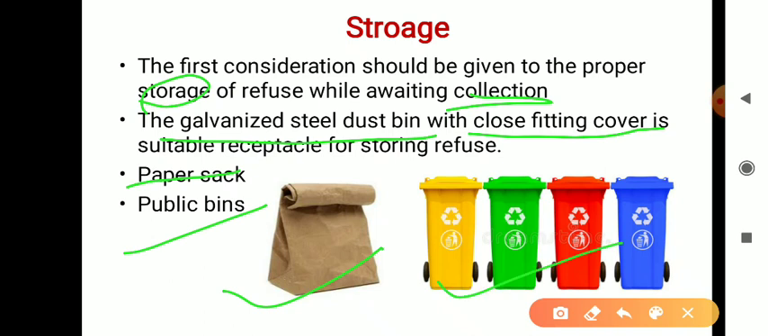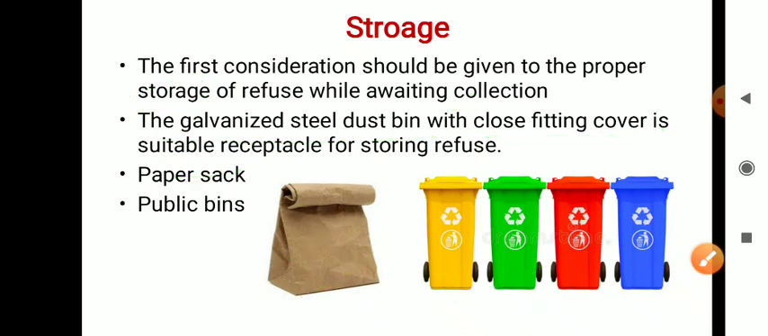The paper sack is mostly used in the US. Mainly they throw the waste in it, and when the collection is done they throw this paper sack also, and when they collect the next waste they use a new paper sack. And the public bins, you can see here the color coding is mainly for the segregation of waste. If the segregation of waste is proper, it will help in the recycling of the waste properly.